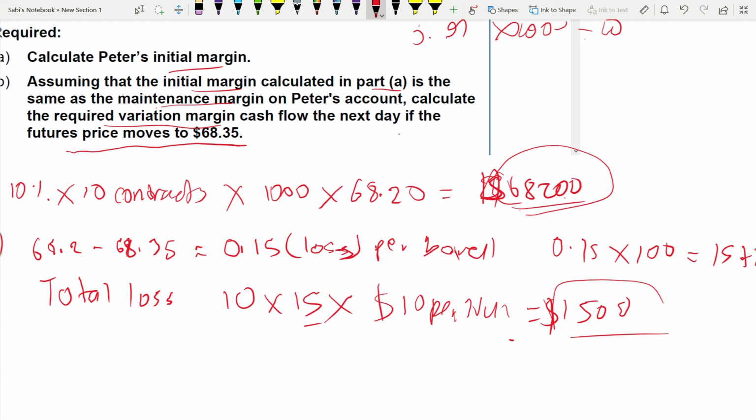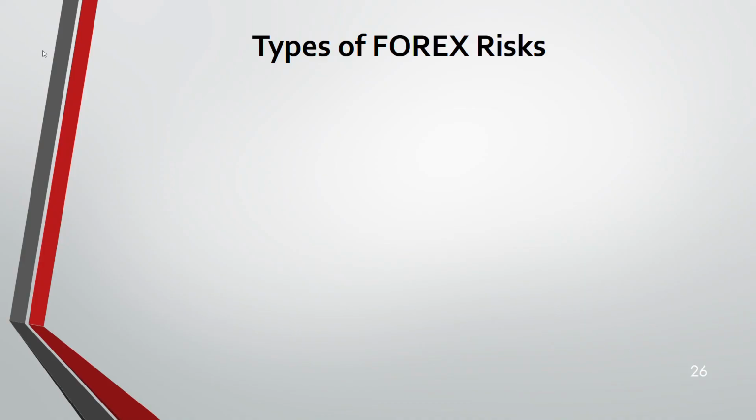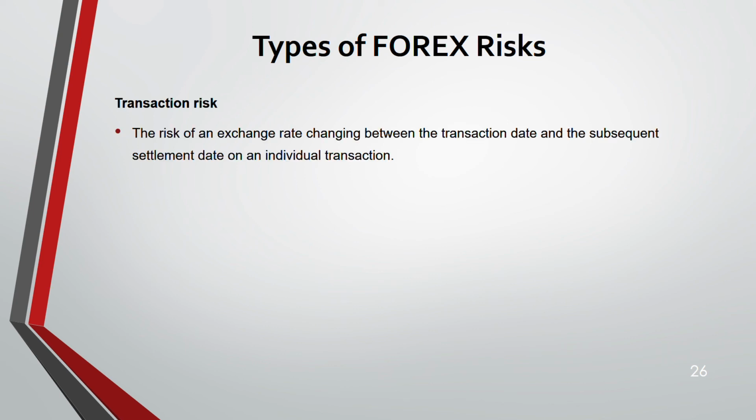Okay. Now let us go to the three types of forex risk. There are three types of forex risk. The first one is known as transaction risk. That means you are doing transactions internationally. You might be exporting, you might be importing, anything. You are going to face this risk.